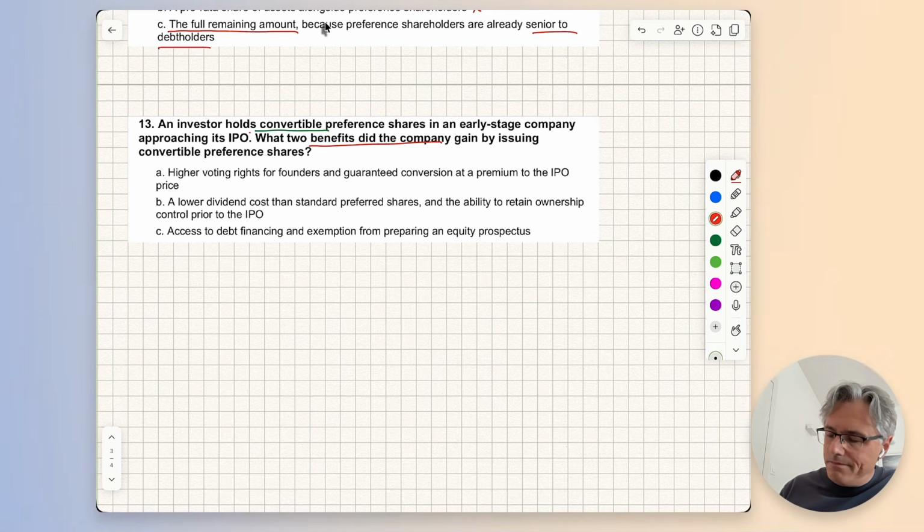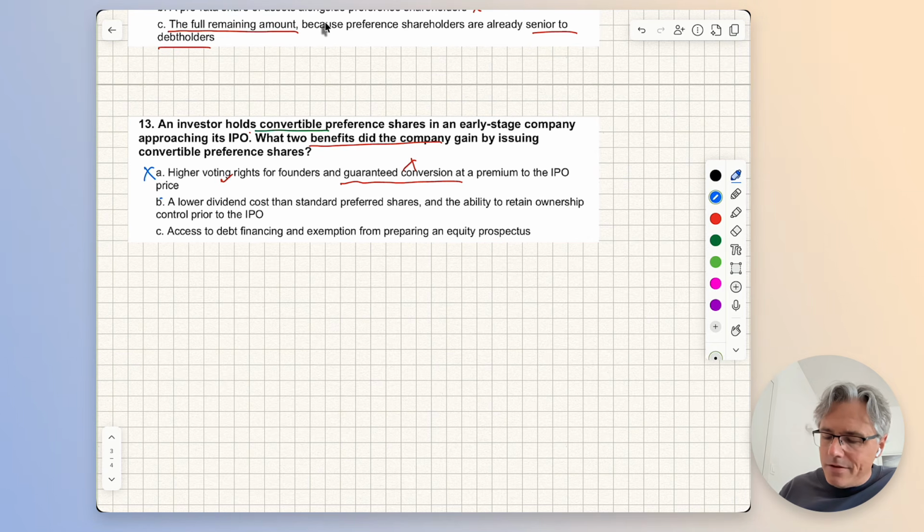The first, answer A, is wrong because it talks about higher voting rights for founders. Well, if the founders are holding ordinary shares, they will have voting rights, and guaranteed conversion at a premium to the IPO price. There is no guaranteed conversion with convertible preference shares. That doesn't happen. It's always an option, a right which the investors hold. What about answer B?